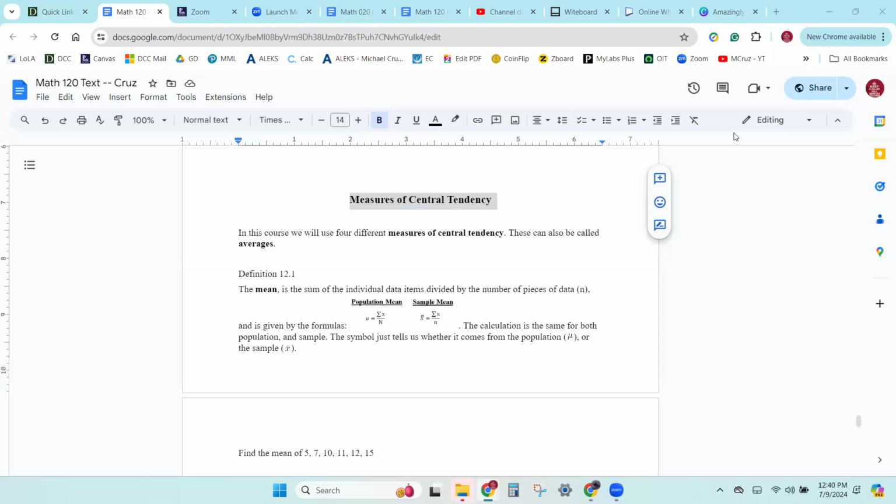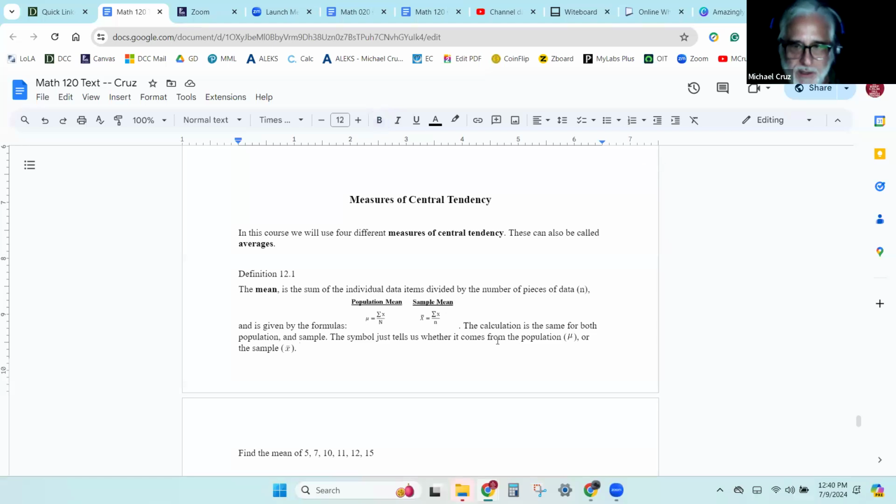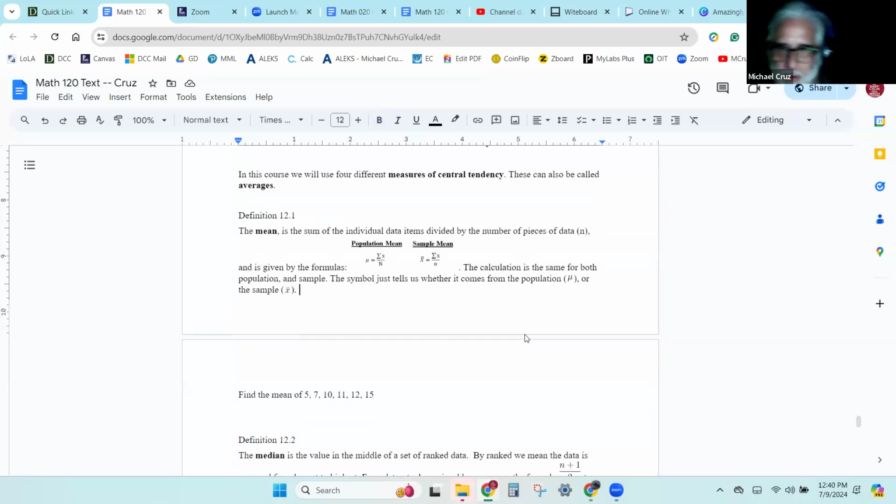Let's just briefly go back and refresh our mind about the mean. There are two different symbols for the mean, but it's really the same calculation. The population mean deals with when you've got all of the data set, and the sample mean is when you're just dealing with a subset. This symbol is mu, a Greek symbol, and X bar is what we use for a sample. But they're both the same exact calculation.